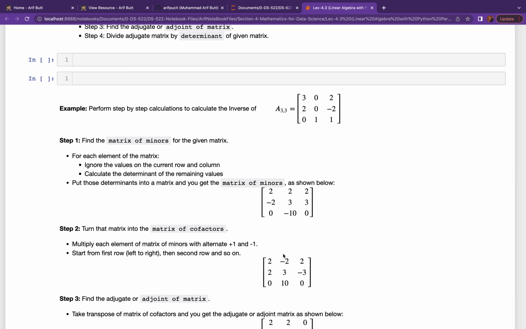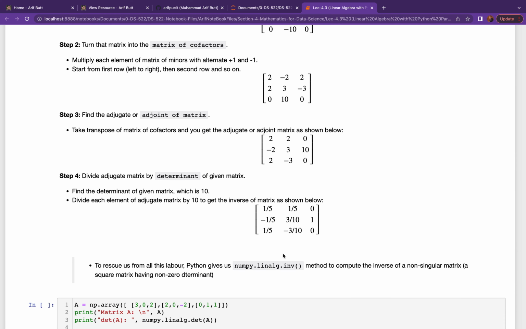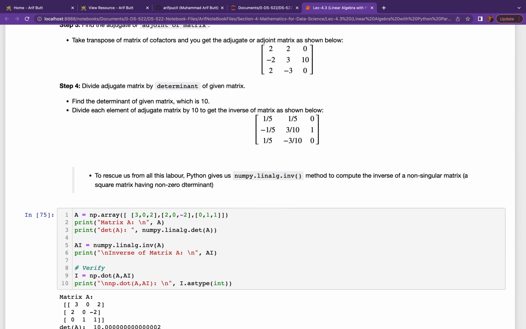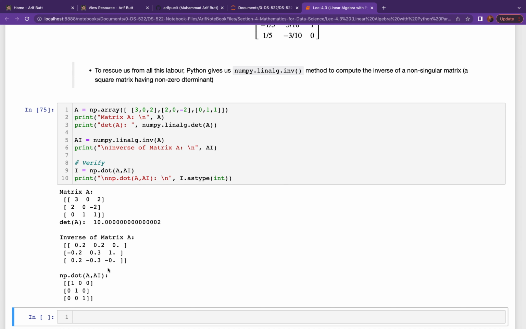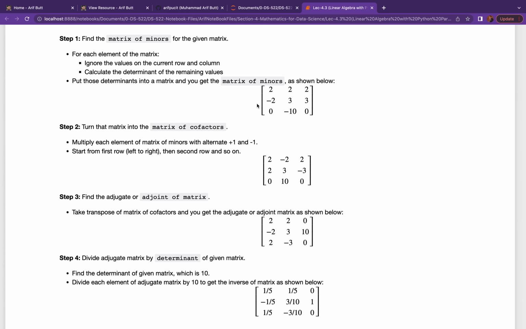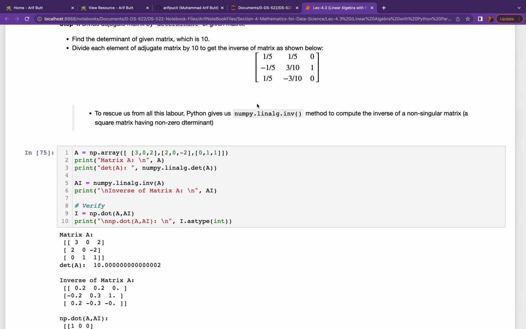And you can think of the paperwork you need to do to calculate the inverse of a 4 by 4 matrix. And to our rescue, this inverse method of the linear algebra module of NumPy is there. So a piece of cake. Great. You see, this is the same matrix which I have used over here, and it has given me the same result. So this is 0.2, minus 0.2, and 0.2, and over here we have 0, 1, 0, and so on.